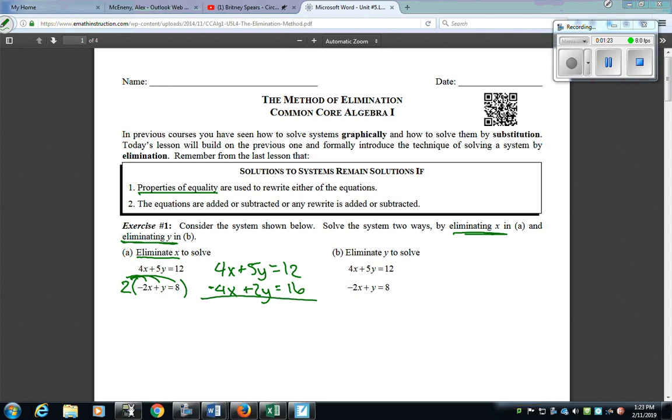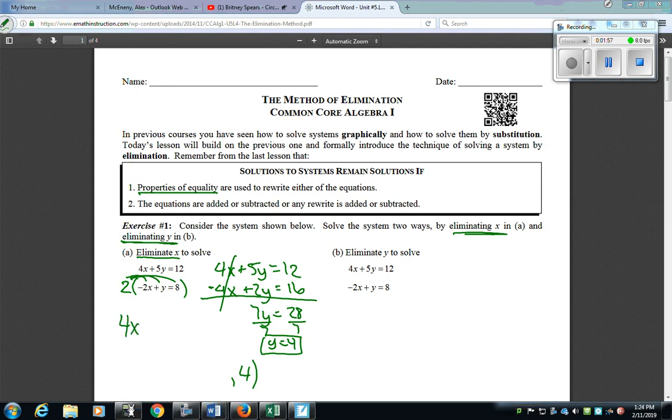And then I can, in this case, combine all my like terms. I end up with 7y equals 28. Divide by 7, and my y is going to be 4. Now, I didn't figure out the whole thing yet. I have to figure out the x value. So I'm going to do that by taking one of the equations. I'll take the top one, and I'm going to plug in the y value, 4, in for y.